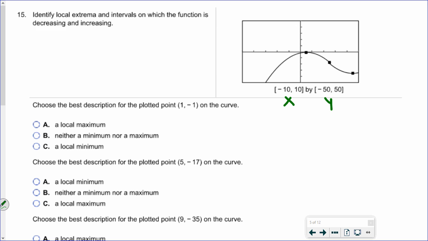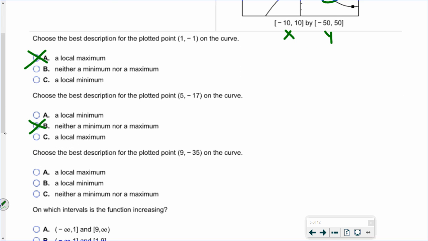Well, you're going to look at this and say this is 1, 2, 3, 4, 5, 1, 2, 3, 4, 5, but it's supposed to be 10 by 10. So what are they going by? Units of what? 2. So if your brain needs to see this, there's 1, 2, 3, 4, 5, 6, 7, 8, 9, 10. Yes? What is happening at 1, negative 1? Is that a max, a min, or neither? It's a max. What's happening at 5, negative 17? 1, 2, 3, 4, 5, negative 17 is right here. What is happening there? Neither.